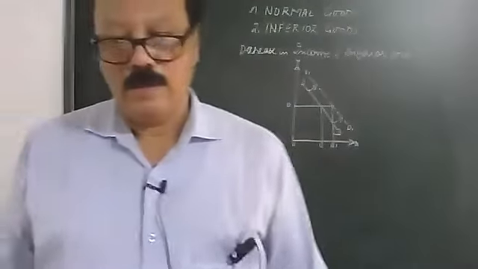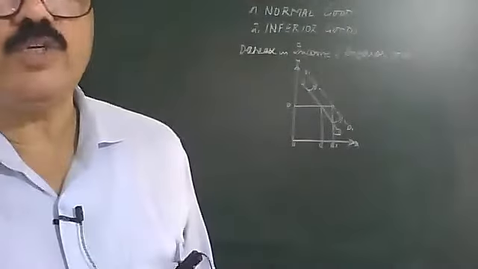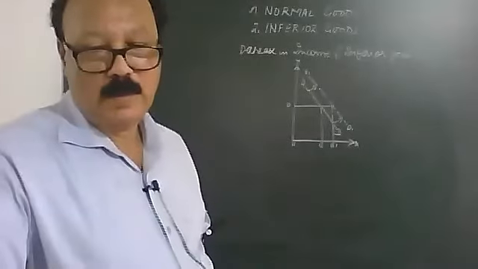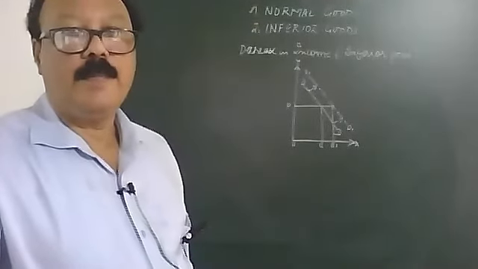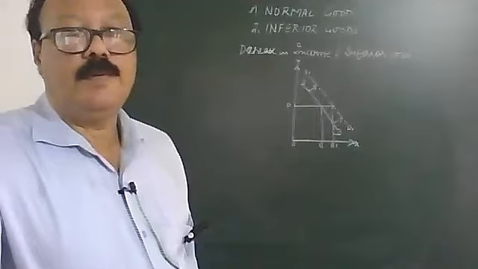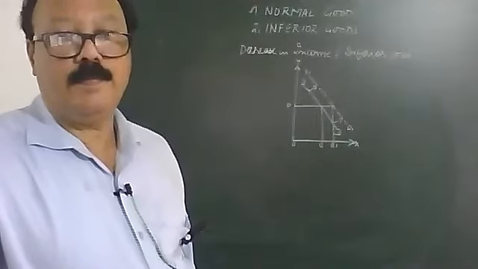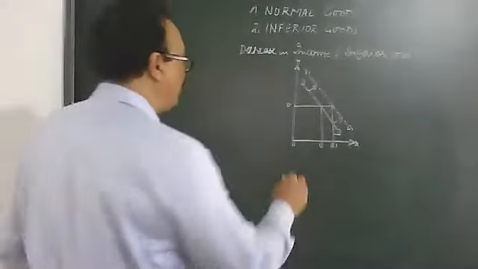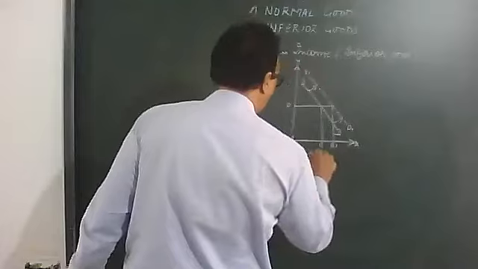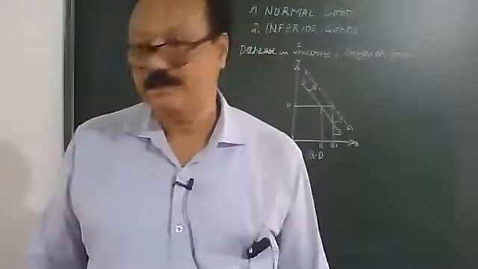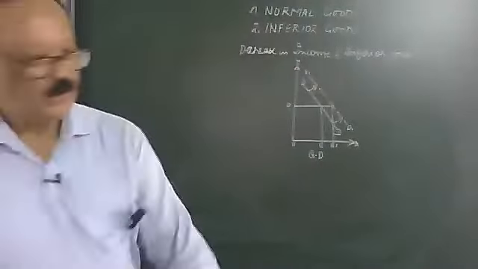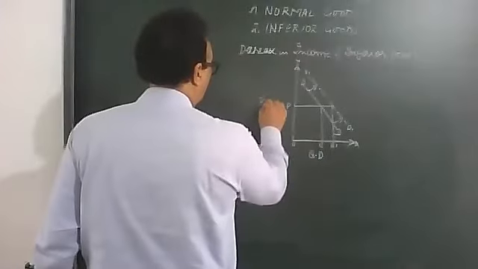So you see children, each has to have a diagram. So this is the quantity demanded, and this is of course the price. We can write this is the price.